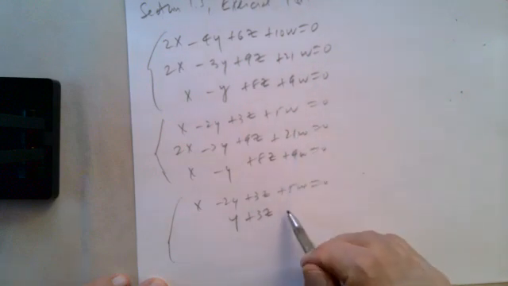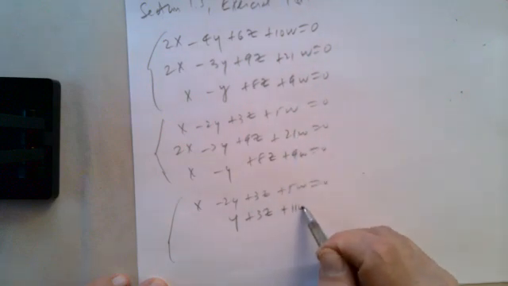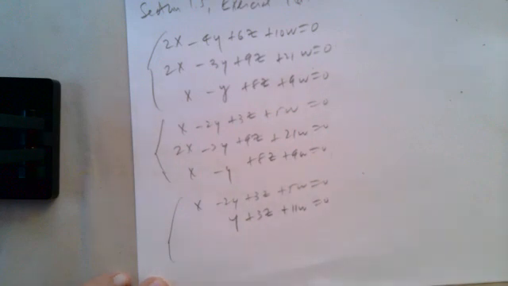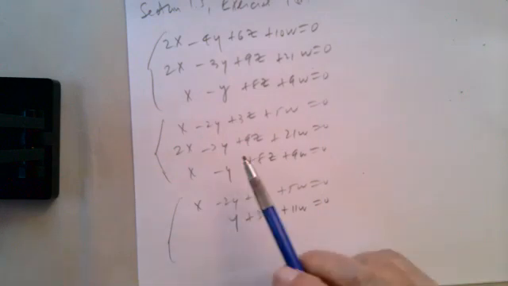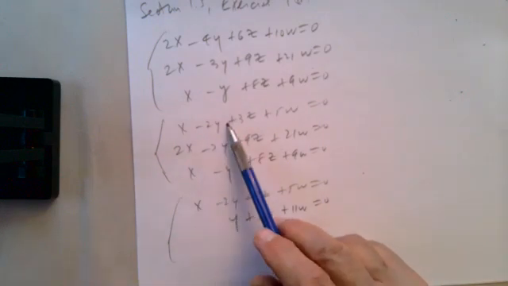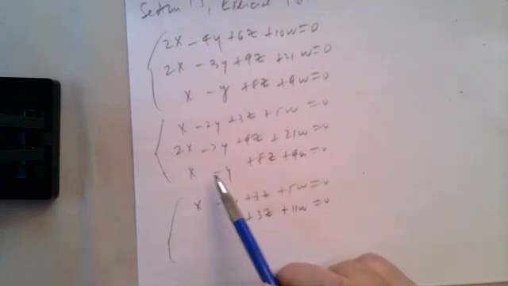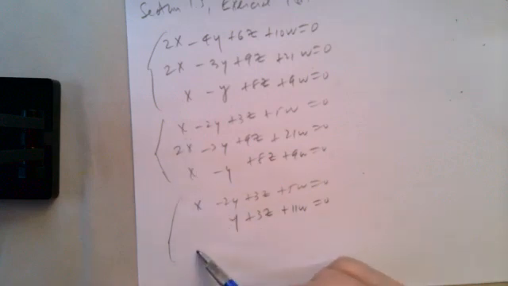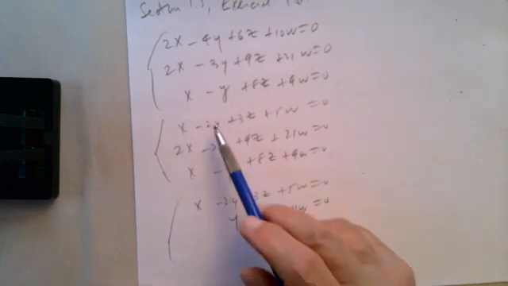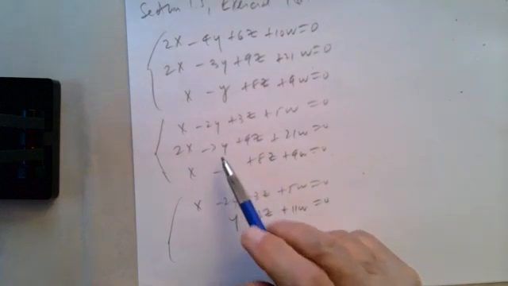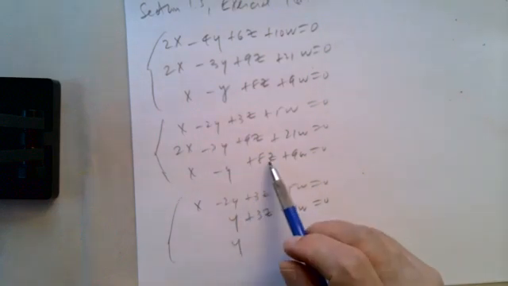21w minus 10w is 11w. Right? Is that okay? Yeah. And let me just do 2 steps at once. Let me also subtract the first equation from the third equation. So x minus x is 0. Minus y minus 2y is minus y plus 2y is y.